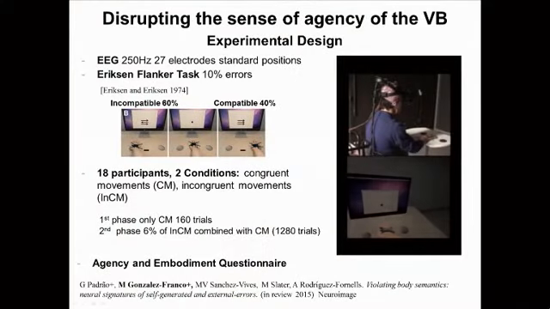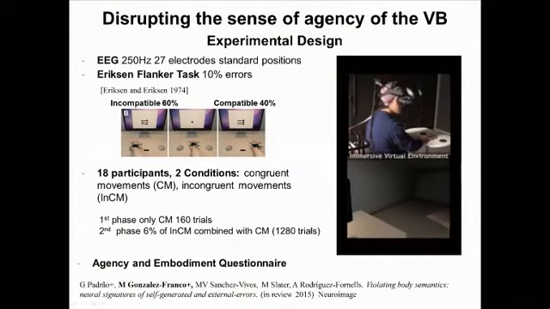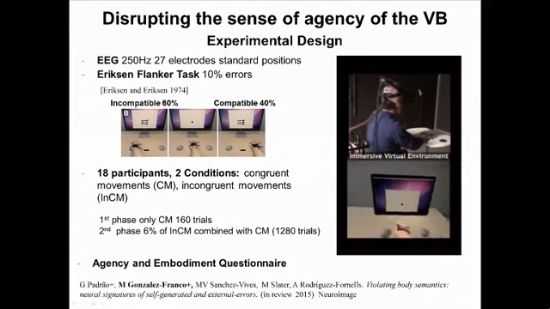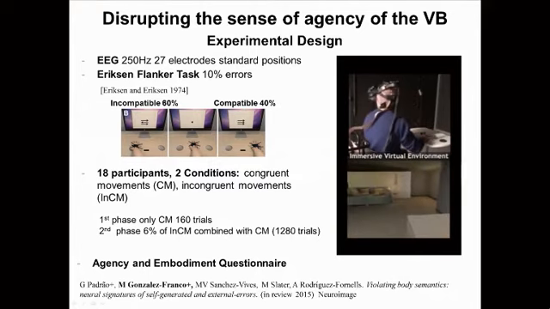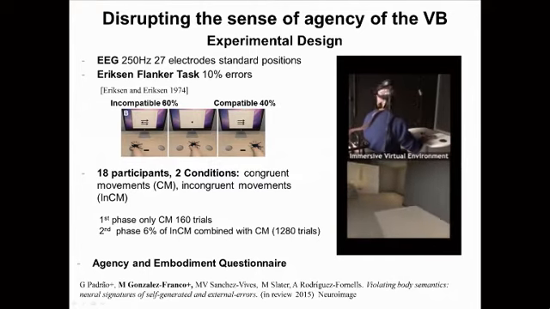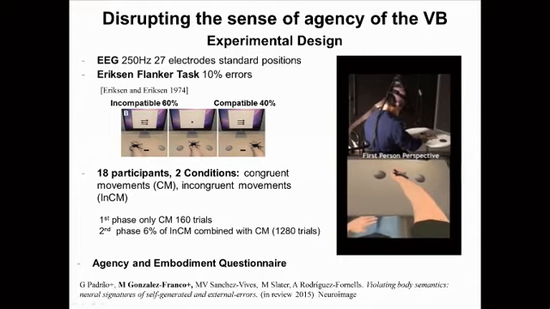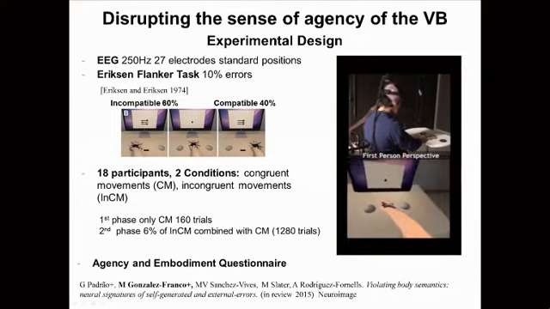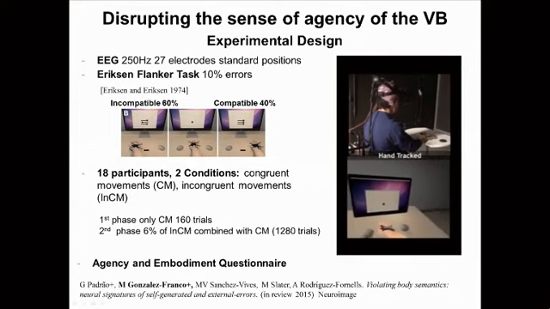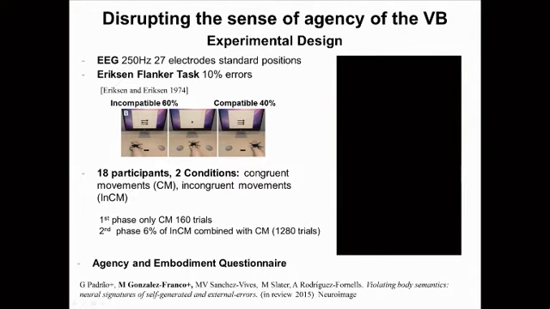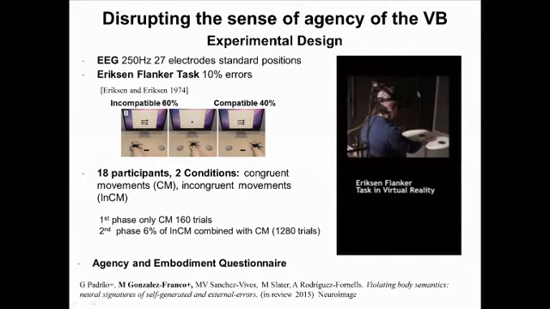But in virtual environments, we can also generate external errors, in which the participant did go in the right direction, but the avatar went in the opposite direction. So let's have a look at how this task really works. The participant is here, his body is substituted, and the hand is tracked, again with inverse kinematics. So the task is going to start.